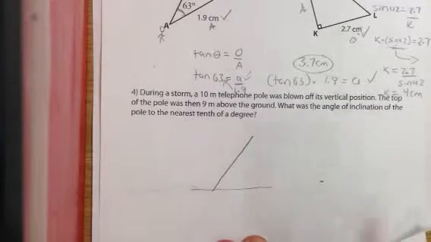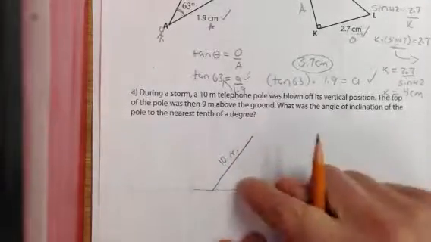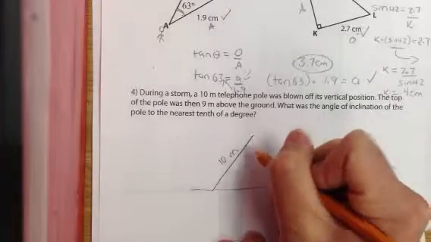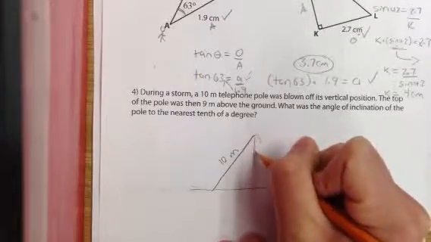And it's 10 meters long, so we know the whole telephone pole is 10 meters long. That's the whole telephone pole. And the top of the pole was then 9 meters above the ground. So if I climbed up to the top and fell off, I would have fallen head first 9 meters to the ground.